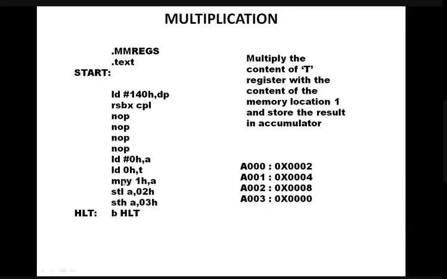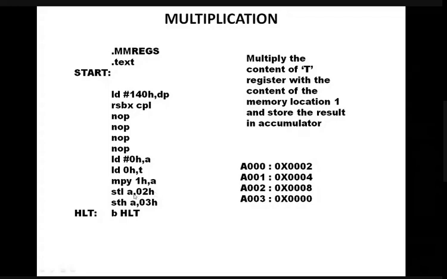Fantastic. Then MPY is multiply. Multiply the content of memory location 1 with the content of the T register and store the result in the accumulator. Something like that we have to understand. The content of memory location 1 is 4.